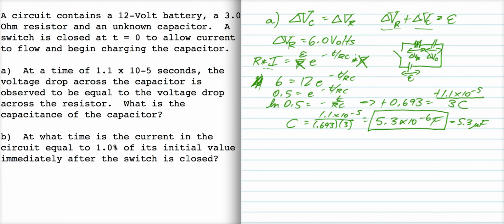Part B says, at what time is the current equal to 1% of its initial value? Well, our equation for current is that I is equal to I max times e to the minus t over RC. And that I max, well, that's the initial value, right?